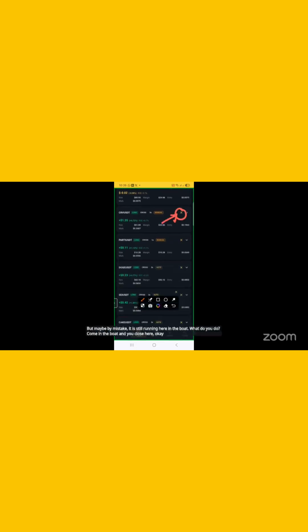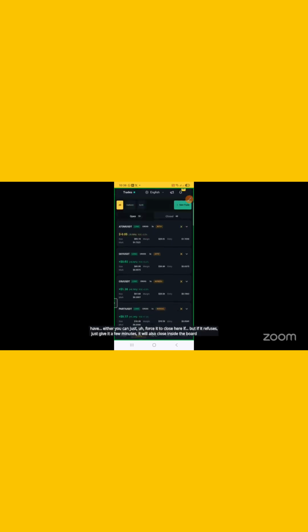Sometimes I do this, of course, because it has also happened to me. Sometimes you can even try to close here and it refuses. Just leave it, give it a few minutes or a few hours, and you see it disappearing by itself. You don't have to do anything as long as it's closed in Binance. You can force it to close here, but if it refuses, just give it a few minutes, it will also close inside the bot. So everything will be matching your Binance account.